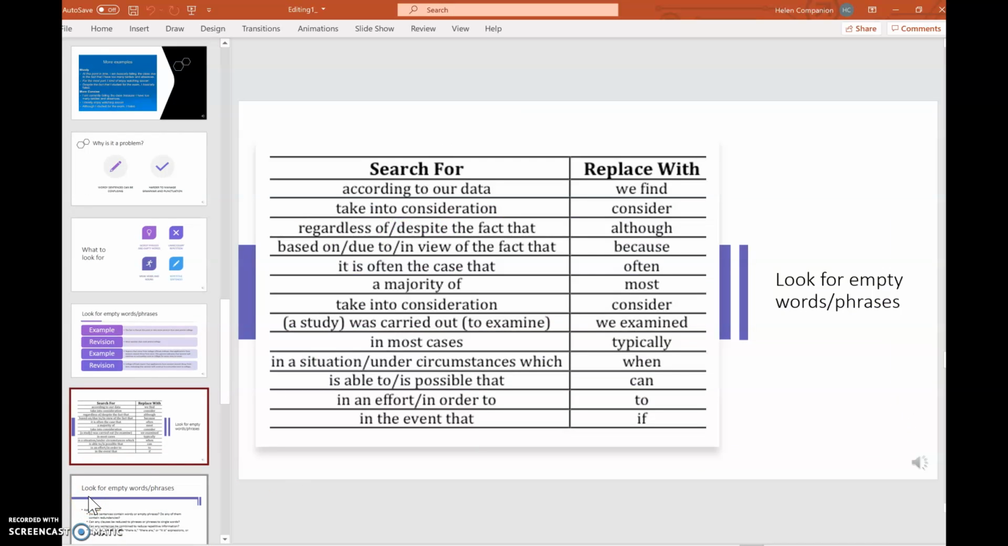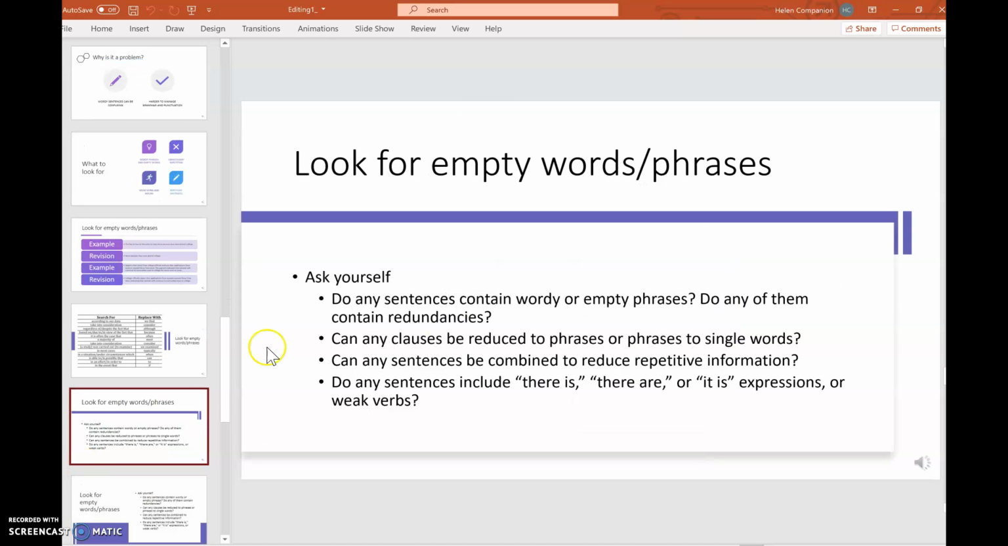So here are some common words or phrases and what you can replace them with. According to our data, we find; take into consideration, consider; regardless of, despite the fact, although; majority of can be most; in most cases, typically; is able to or is possible that can be replaced with can; in an effort or in order to can be replaced with to; in the event that can be replaced with if. This is a good kind of chart to just keep on hand, so you can look for that.